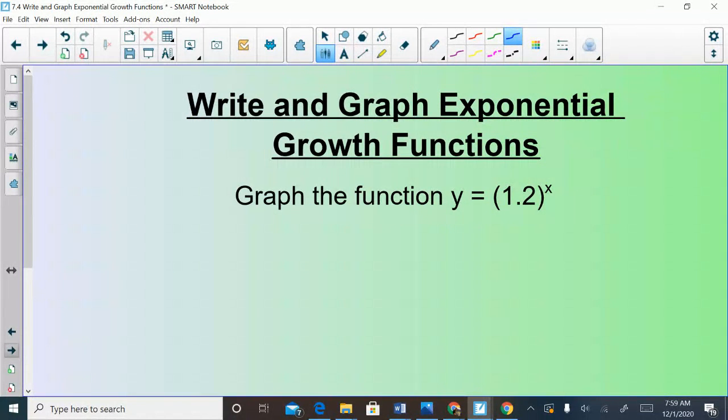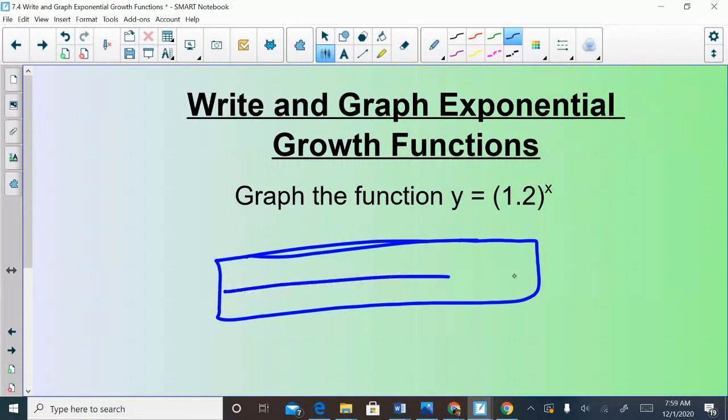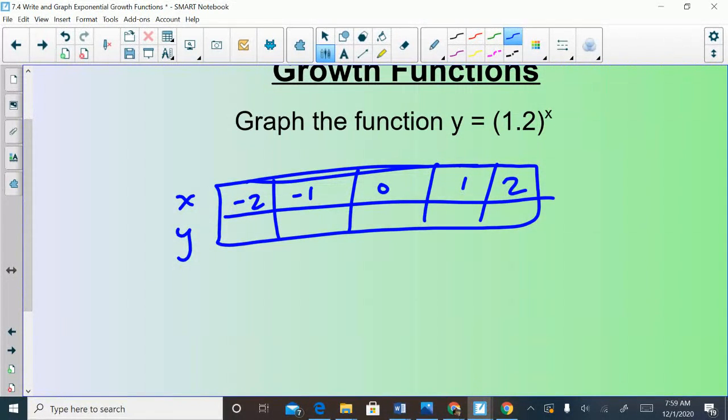What about graphing these functions? If I told you to graph this one, y equals 1.2 to the x, what I'm going to have you do is make the t-table just like we just saw: -2, -1, 0, 1, 2. This is going to be your x, of course, and this is going to be your y. And you're just going to plug these values in for x and see what you get out for y. Once you do that, you're just going to plot those points, and you're going to be done.